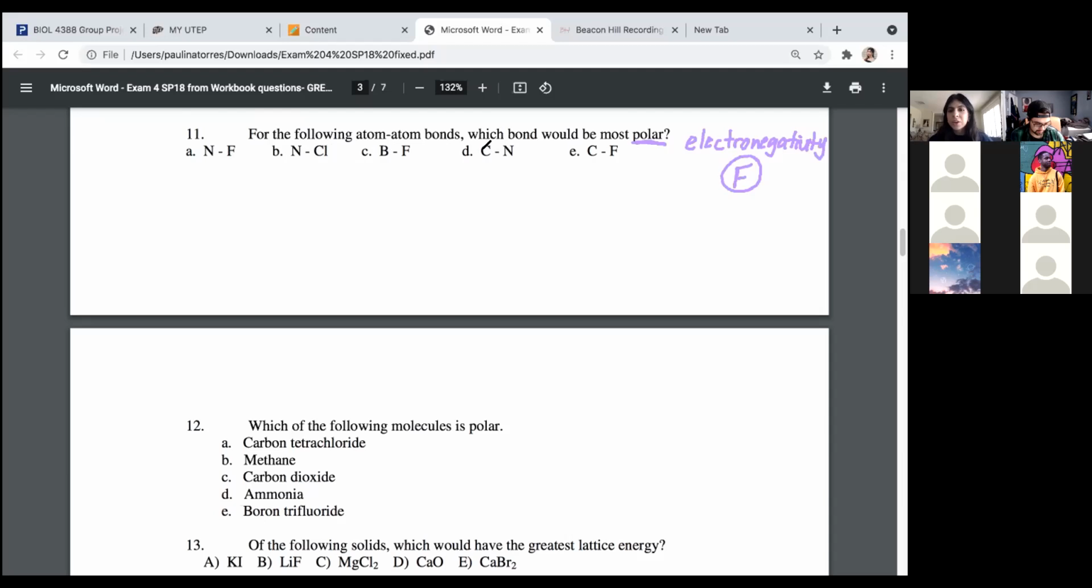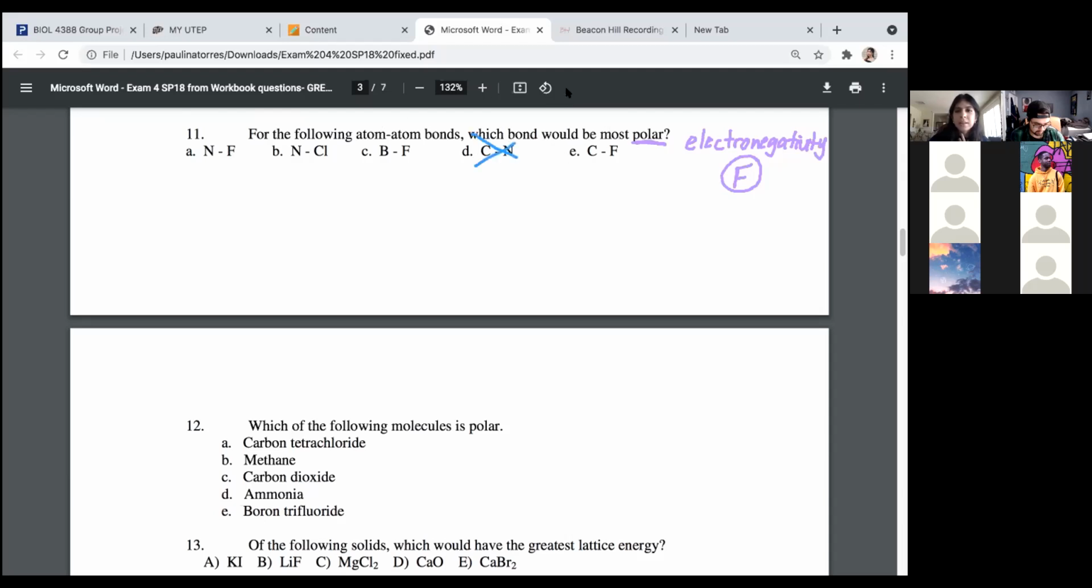We'll keep it in there for now. But if you look at the carbon-nitrogen bond for letter D, those are right next to each other on the periodic table, right? Carbon is number 6, nitrogen is number 7. They're super close to each other, so their differences in electronegativity are negligible, so they're not polar. Polarity is all about a difference in electronegativity, right? Okay, so we're going to cross this one out.